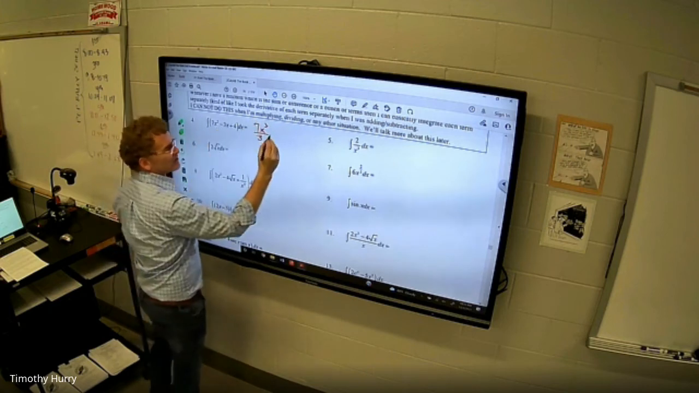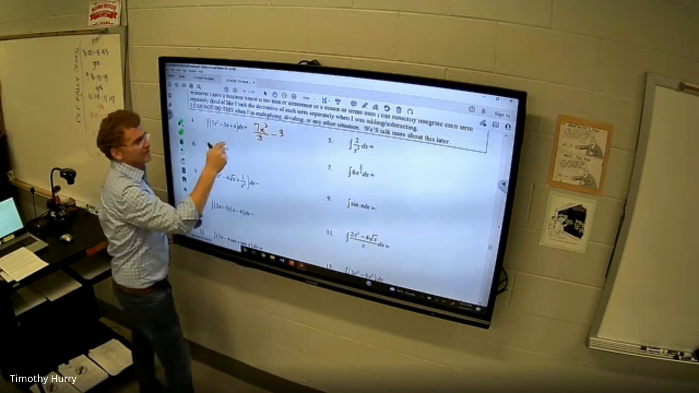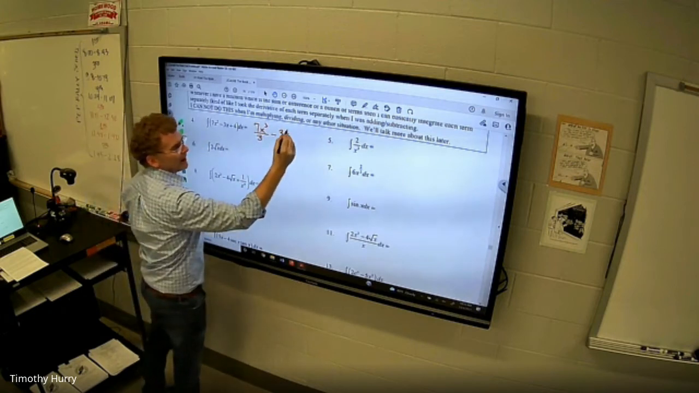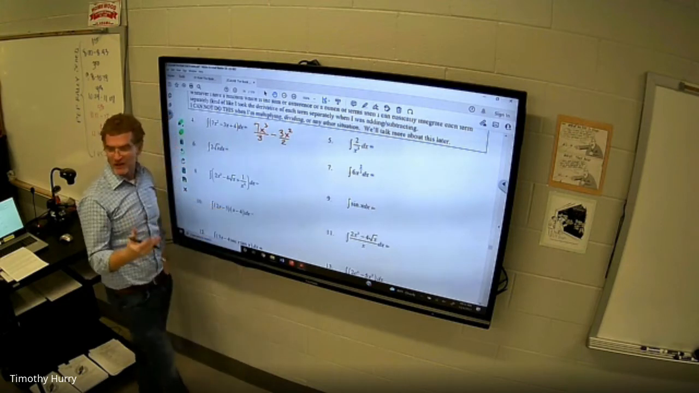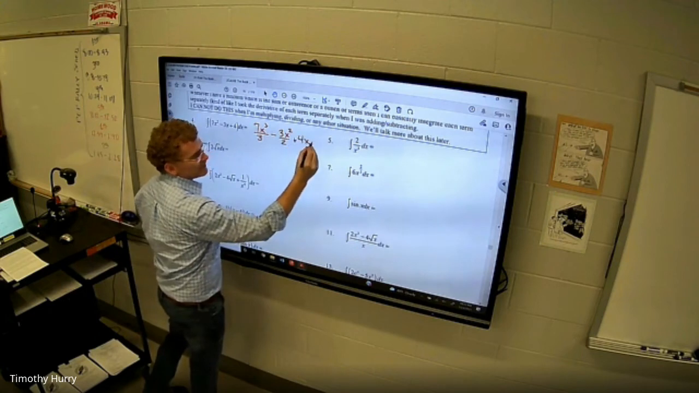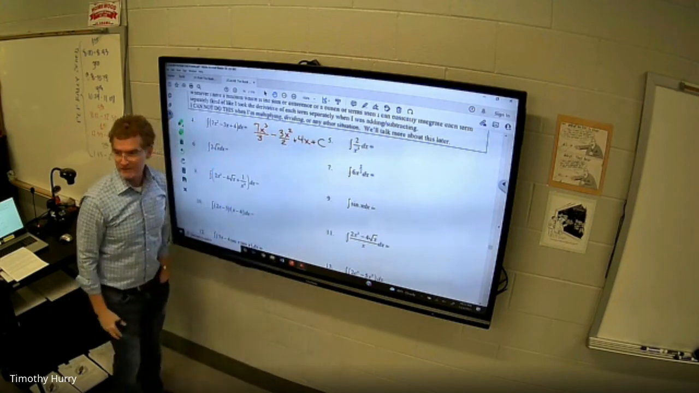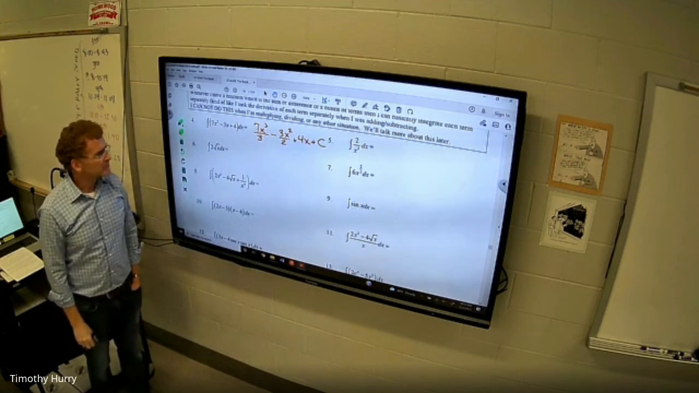And then for the next one, can't I write the -3 down? And what do I do with that x to the first? Add 1 to the power makes x squared, divide by 2. And then what do I do with the constant? Throw an x on it. And then what do I always remember at the end? Plus a c.